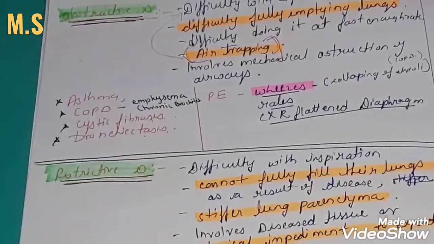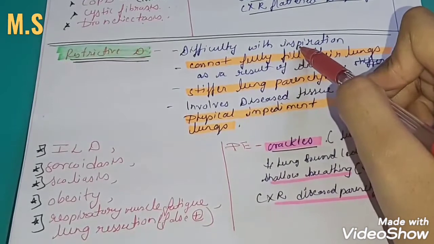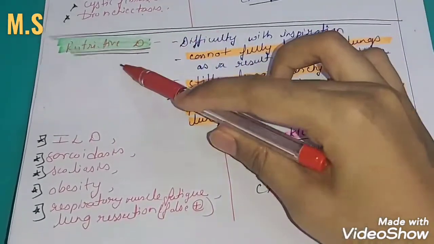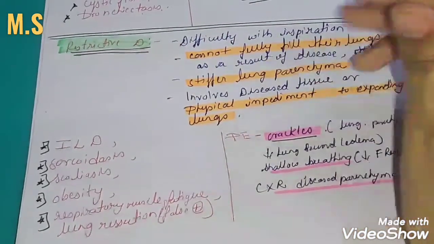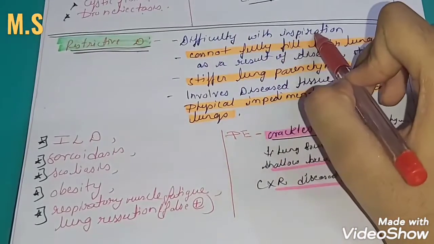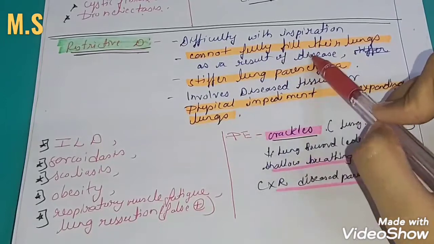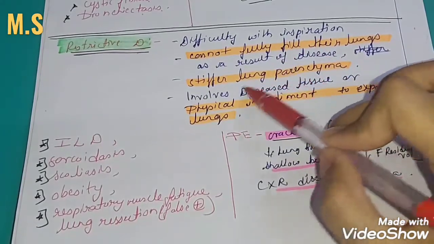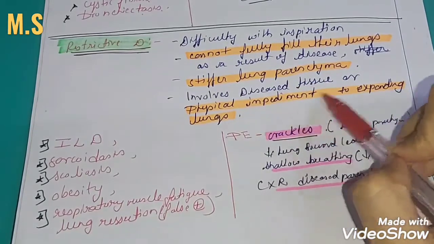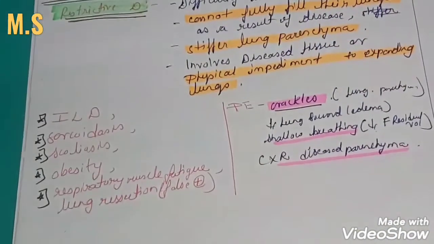Now the restrictive one. In restrictive disease, there is difficulty in inspiration. Why? Because in restrictive diseases there is damage to the parenchymal tissue of the lungs. That's why we have difficulty with inspiration. The patient cannot fully fill their lungs as a result of disease. Stiffer lung parenchyma involves diseased tissue or a physical impediment to expanding the lungs, so they cannot expand the lungs.